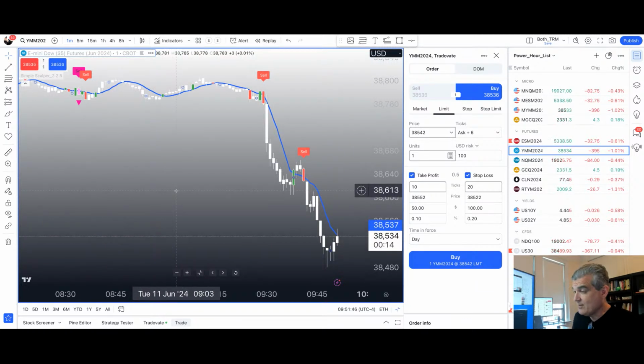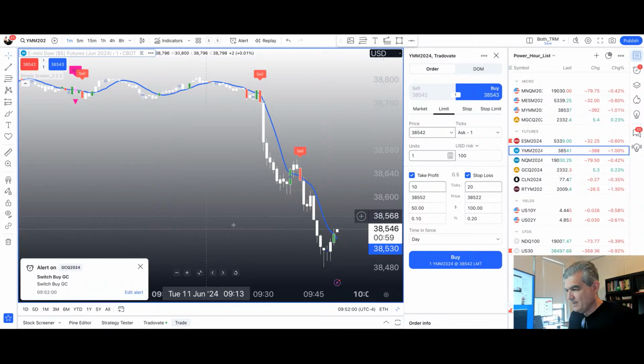I don't have it. See how it goes away? That's the beauty of it. If it ain't there, you don't take it. You wait. You wait until it recaptures the 8-period moving average. The buyers need to show up. If they ain't showing up, there's no reason to trade. Oh, they showed up. Boom.